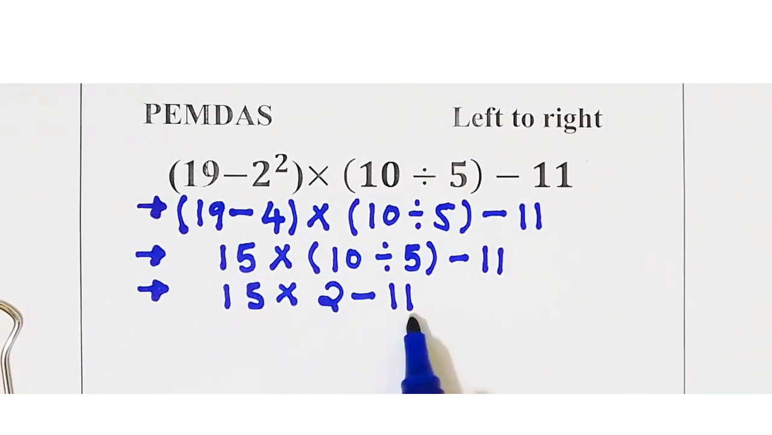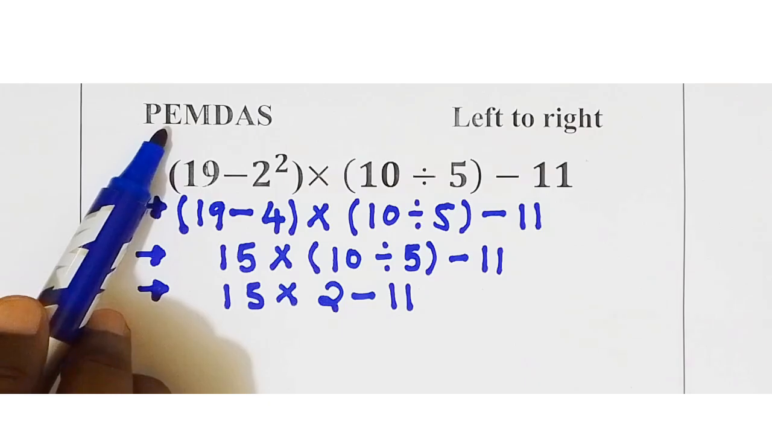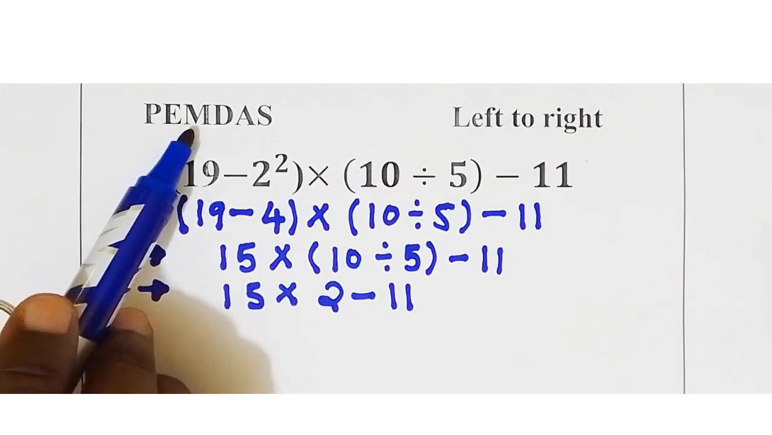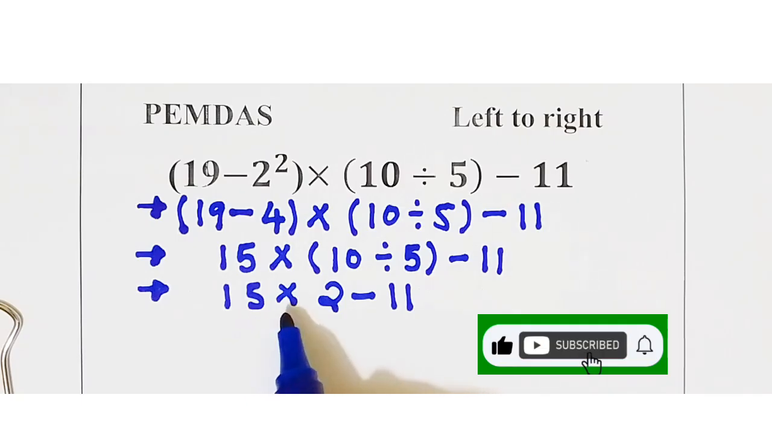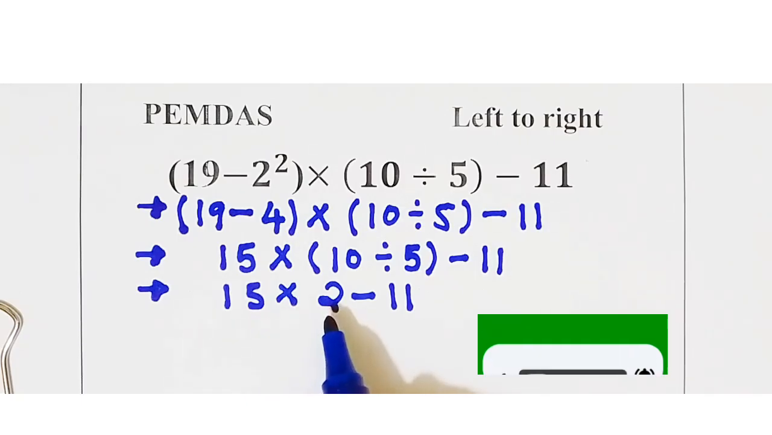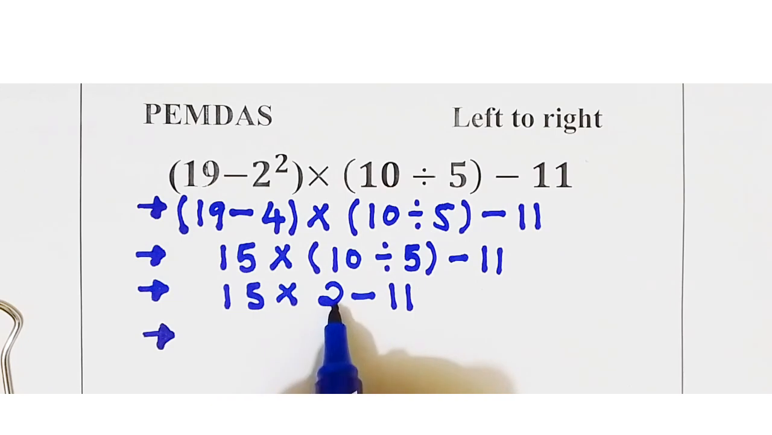According to PEMDAS, do we have any parentheses anymore? No. Exponent? No. Multiplication or division? We have multiplication. So we are going to multiply 15 multiplied by 2. From left to right, 15 multiplied by 2, we got 30, then minus 11.